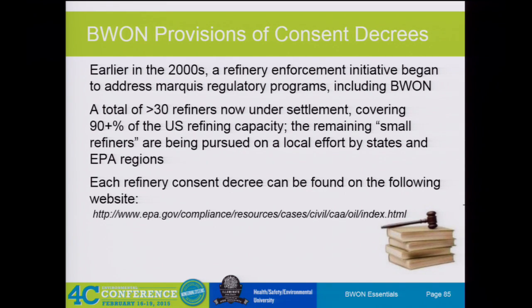So earlier in the 2000s, a refinery enforcement initiative began to address marquee regulatory programs, including BWON. So lucky us, we got to have even more confusing BWON rules. A total of greater than 30 refiners are now under settlement, covering about 90% of the U.S. refining capacity, and the remaining small refiners are being pursued on a local effort by states and EPA regions. Each refinery consent decree can be found here if you really are interested in reading everybody else's consent decrees but your own.